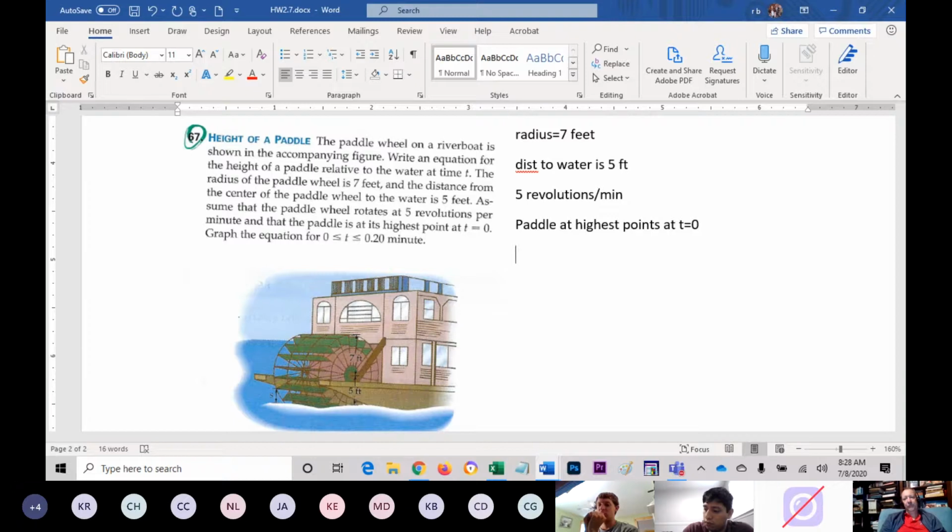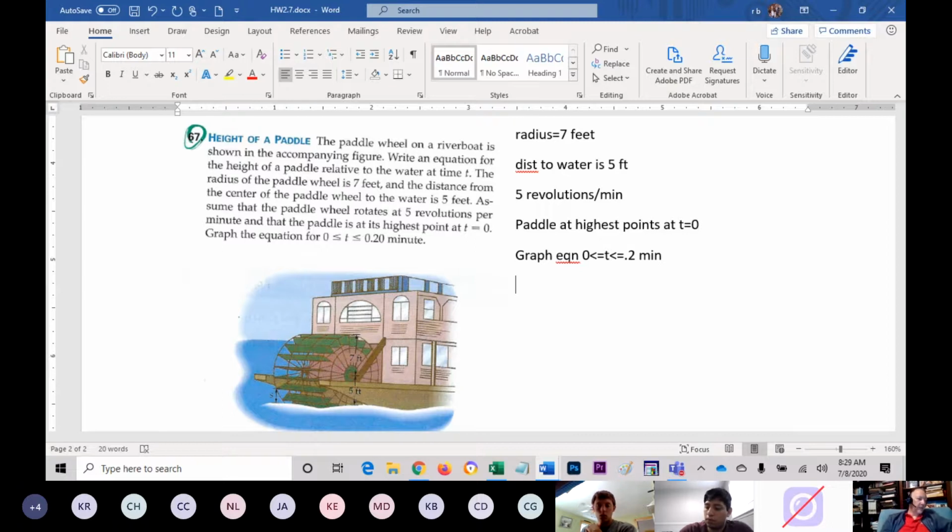So graph the equation where 0 is less than or equal to t, which is less than or equal to 0.2 minutes. Now let's talk about that for a minute. How many revolutions is 0.2 of a minute? One period, one revolution. So we're just doing one cycle, right? Right. Okay.